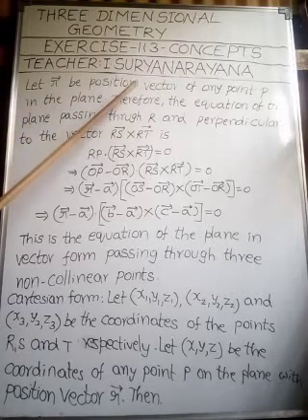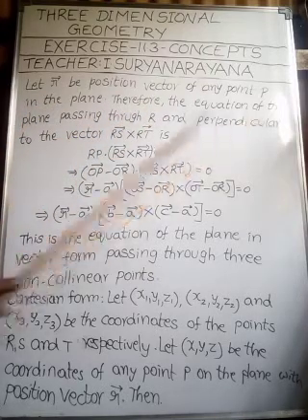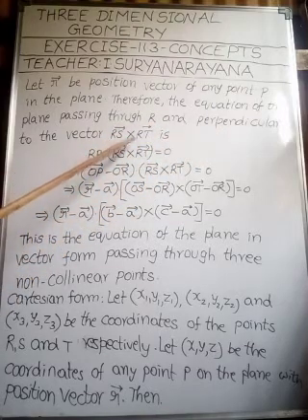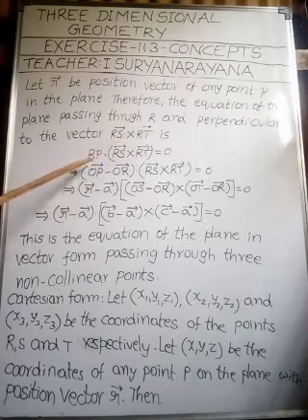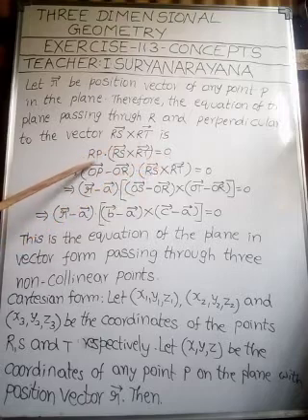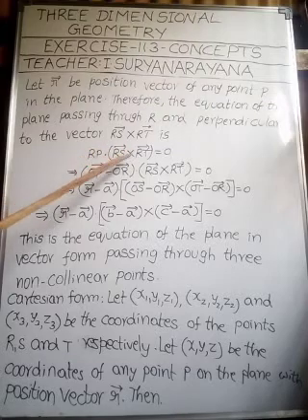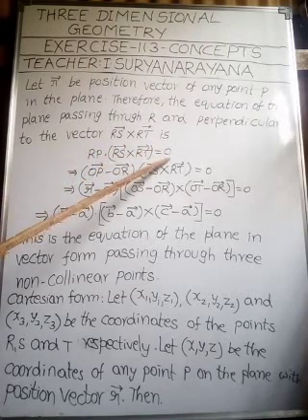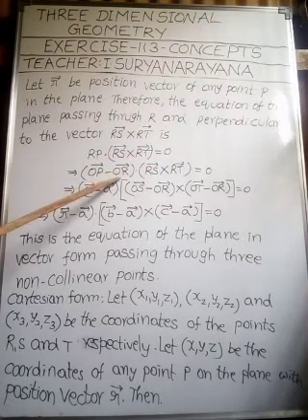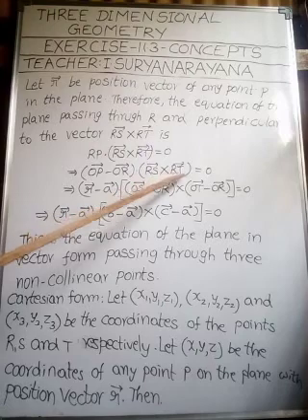Let R bar be the position vector of any point P in the plane. Therefore, the equation of the plane passing through point R and perpendicular to the vector RS bar cross RT bar is RP bar dot (RS bar cross RT bar) is equal to 0, because RP bar and this vector are perpendicular to each other. Therefore, the dot product of these two vectors is equal to 0. Understood this point, my children? Right. This implies RP bar can be written as OP bar minus OR bar, dot RS bar cross RT bar is equal to 0. Understood this step, my children?